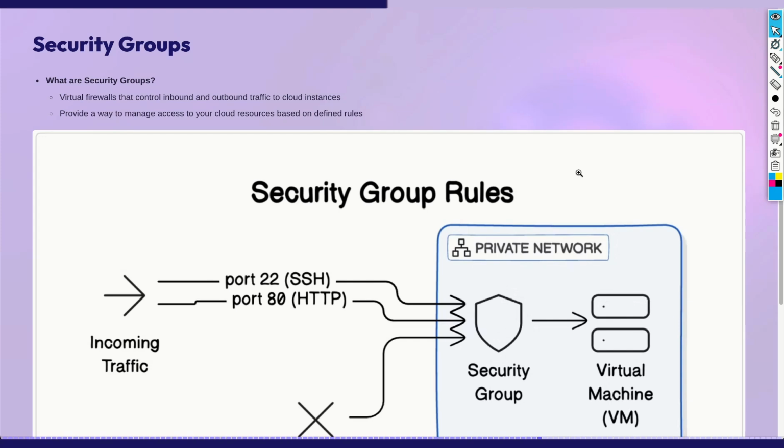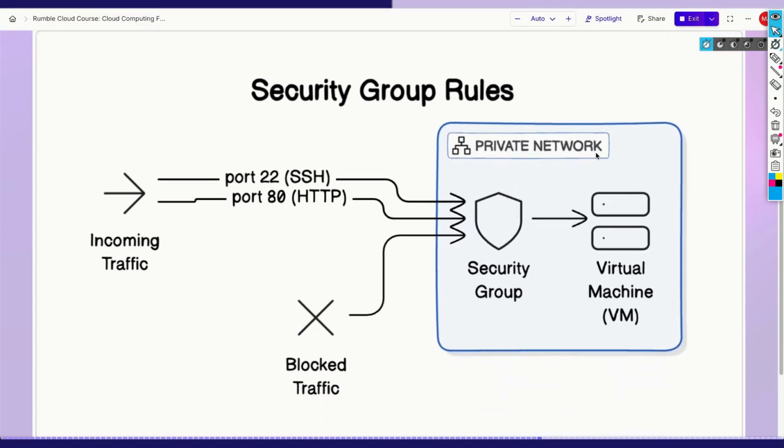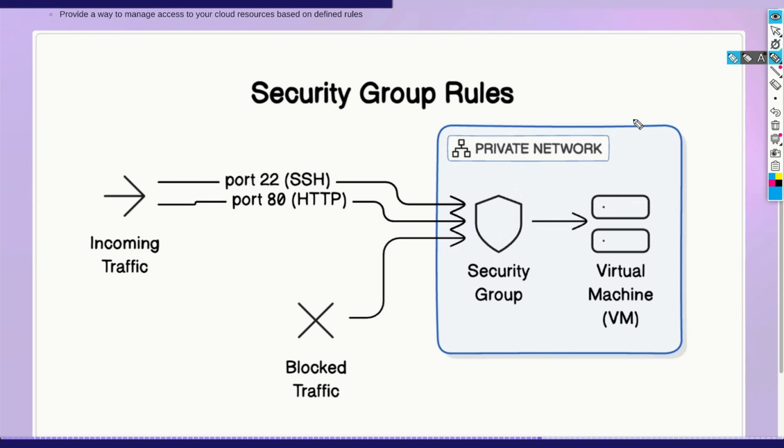You have inbound rules, outbound rules, and stateful filtering. So your inbound rules define the types of incoming traffic that is allowed to reach your instance. Your outbound rules specify the types of outgoing traffic that is permitted. And stateful filtering automatically allows return traffic for established connections. So this simplifies rule managing by allowing connections that are already secured to enter back, right?